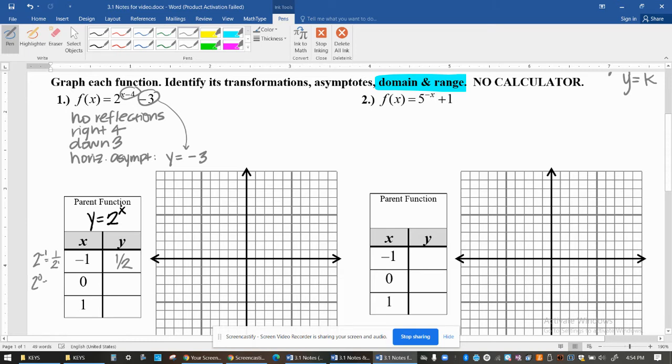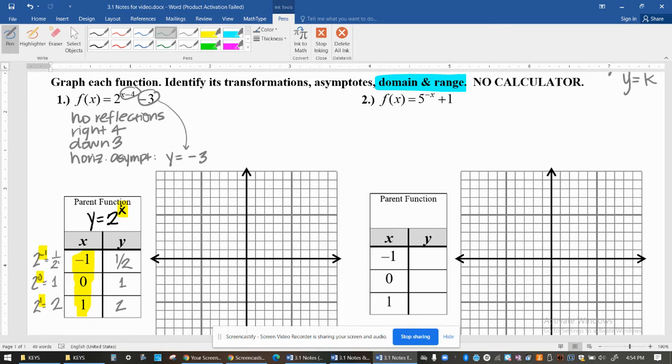Okay, 2 to the 0 power. So think back to freshman year when you learned about exponents. Anything to the power of 0 is actually 1, not 0. If you don't believe me, you can check it on your calculator later. And then 2 to the 1st power is 2. So notice what I did is I took all of these x values and I substituted them for x in the parent function. Okay, so those are the ordered pairs that I'm going to plot after I locate my new origin.